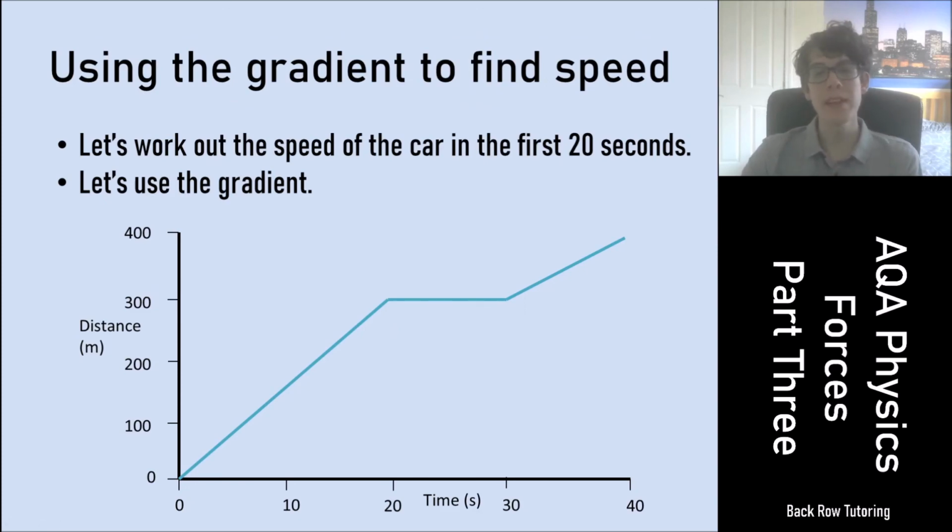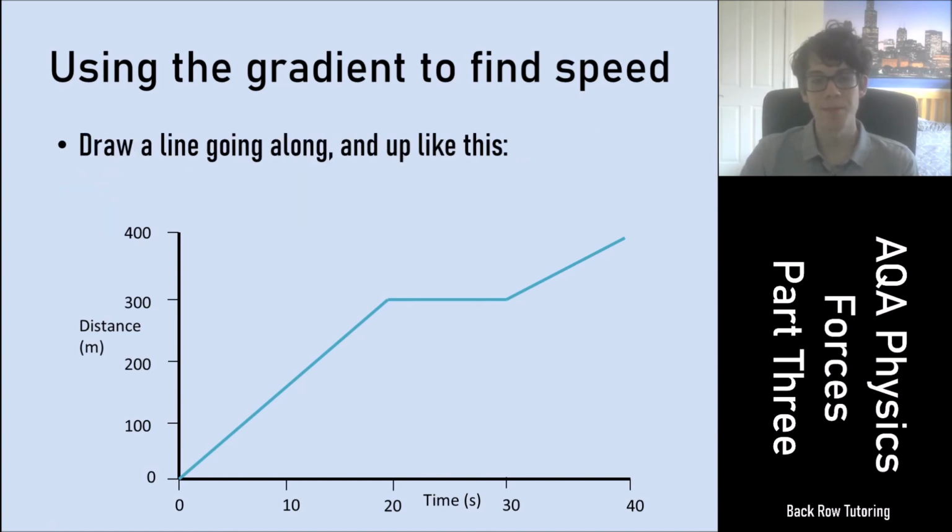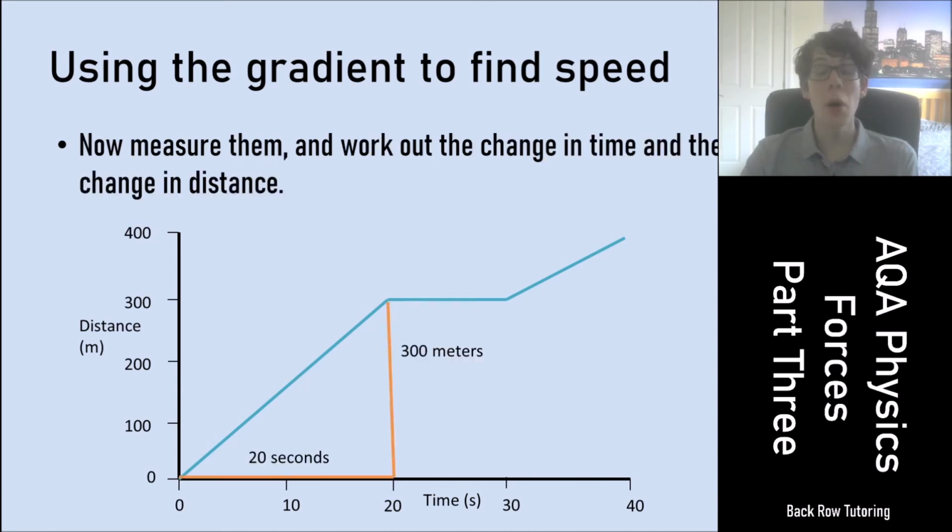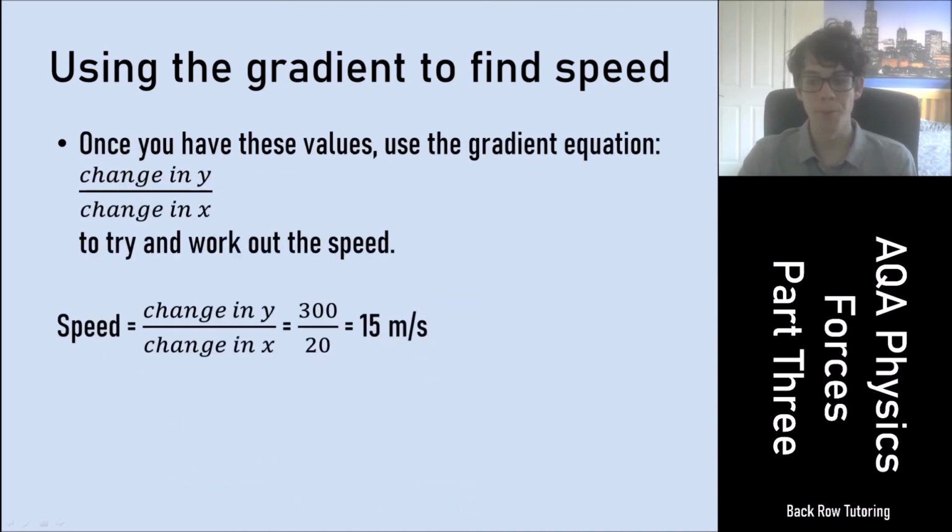Let's work out the speed of the car in the first 20 seconds. Let's use the gradient. Draw a line going along and up like this. Now measure them and work out the change in time and the change in distance. So the question asks about the first 20 seconds. So we're going to draw a line from 0 to 20 seconds. Well, that means that line is 20 seconds long. And we're going to go from 0 up to 300 metres. And that means this line is 300 metres long.